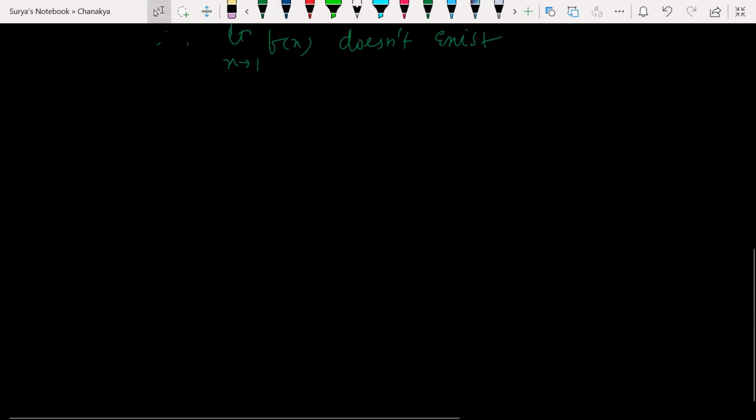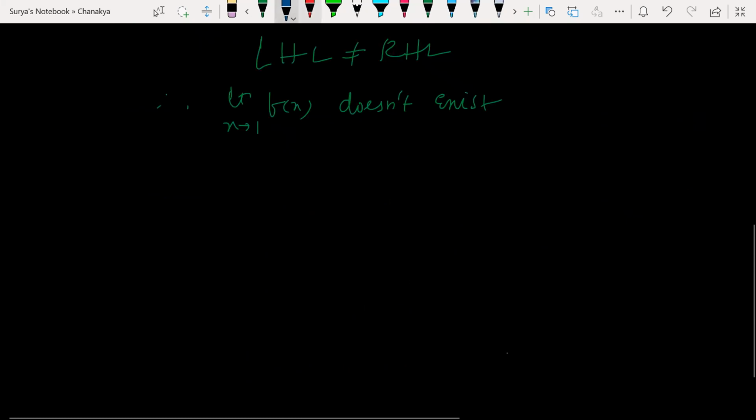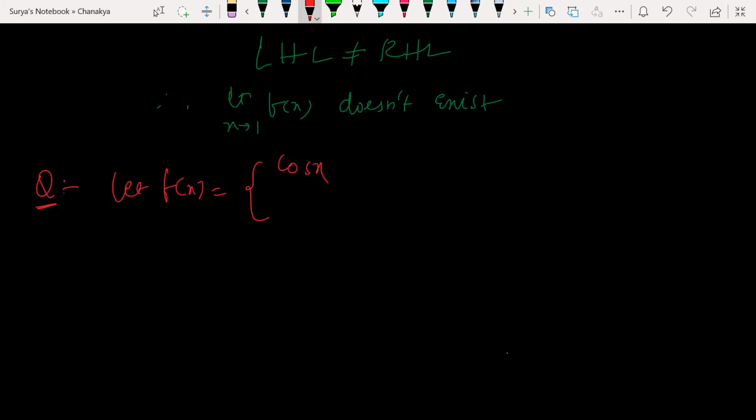So next question. Let f of x be equal to cos x when x is greater than or equal to 0, and x plus k when x is less than 0. When x is less than 0, what is the function? When x is greater than 0, what is the function? So find the value of the constant.